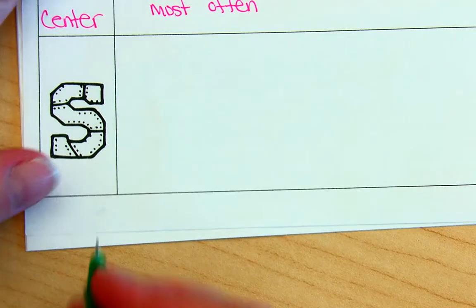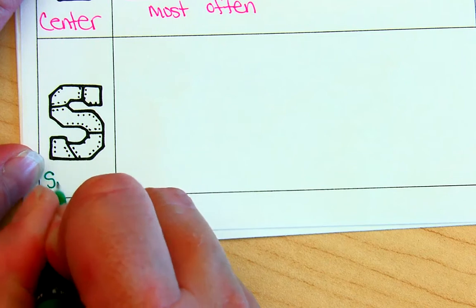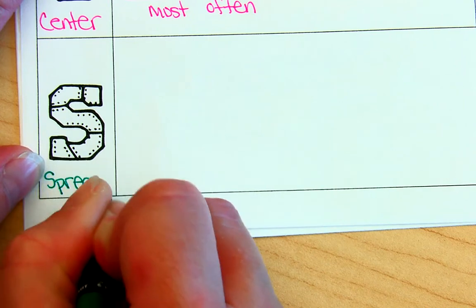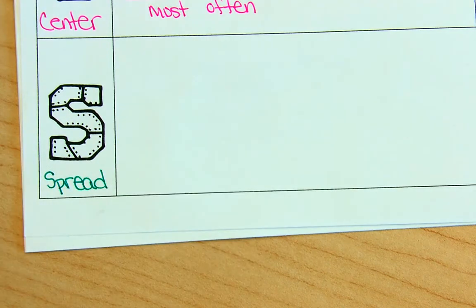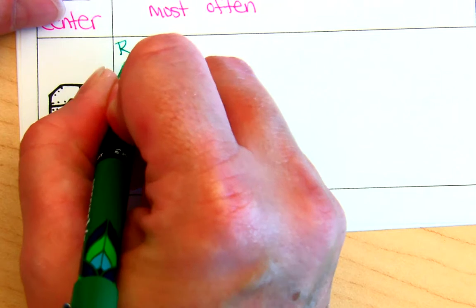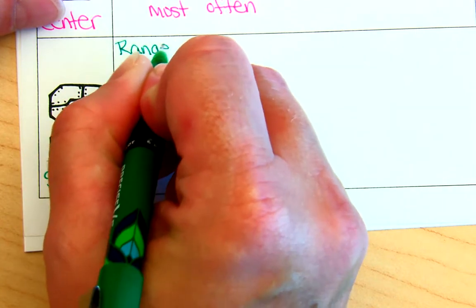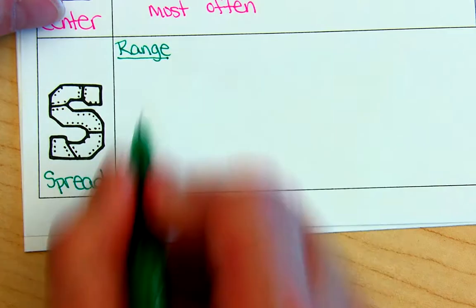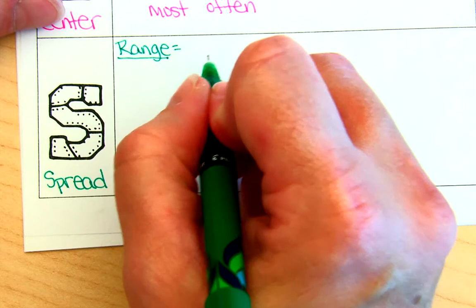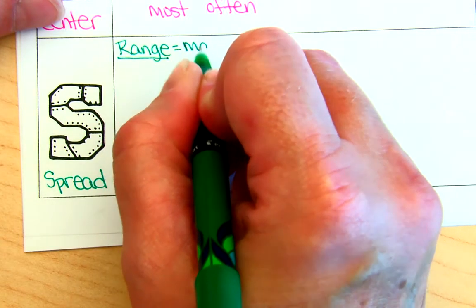Okay, last S is for spread. So our first measure here you should be familiar with as well is the range. So to get the range, we'll do the maximum value minus the minimum value.